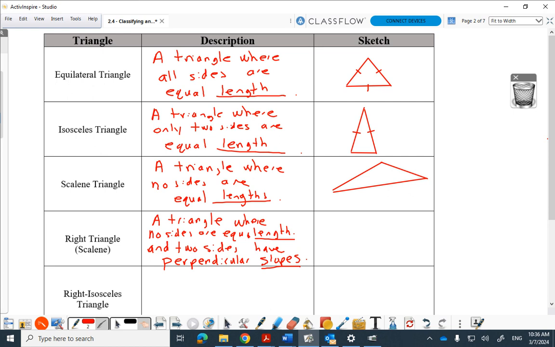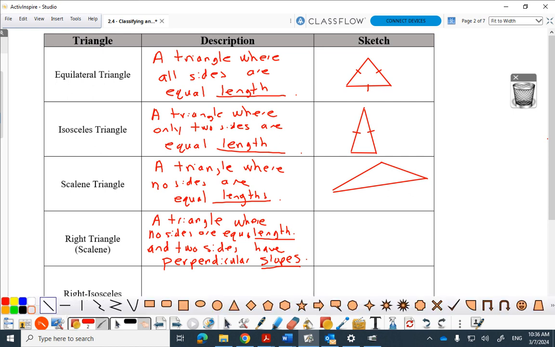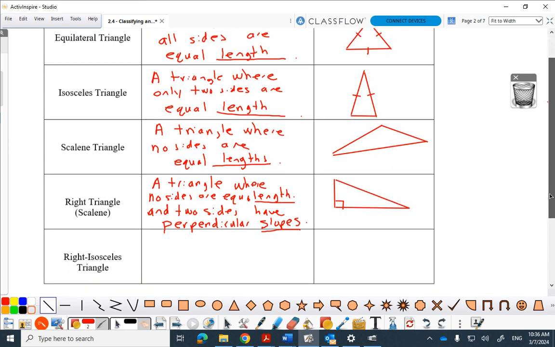So let me draw this thing. I think I can draw a right angle triangle that's scalene fairly easily. I just make that side short, make that side long. And now I get my right angled scalene triangle. Well, hopefully this one will be easier for us now that I've done that one and you know what words I'm looking for.